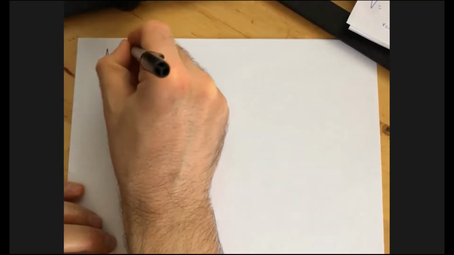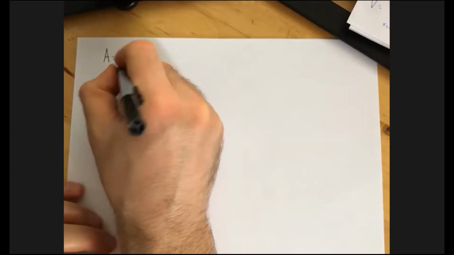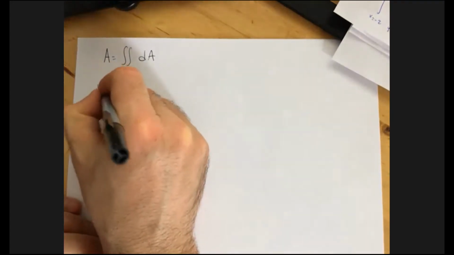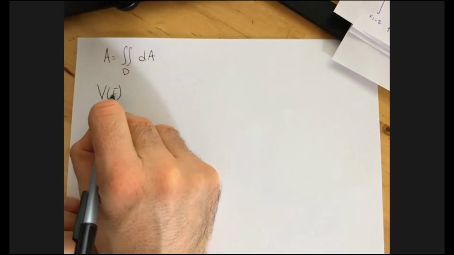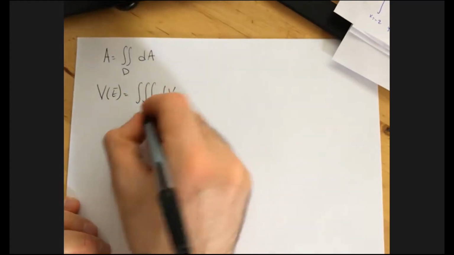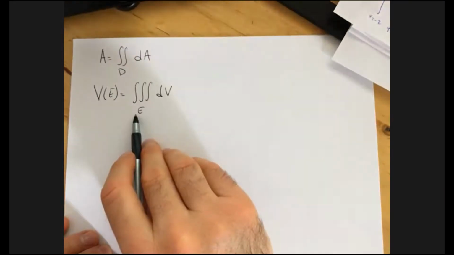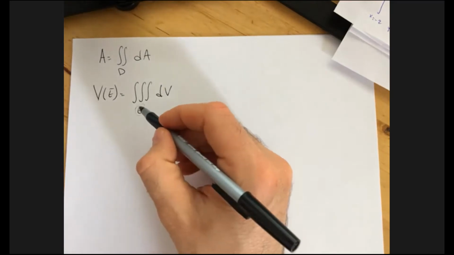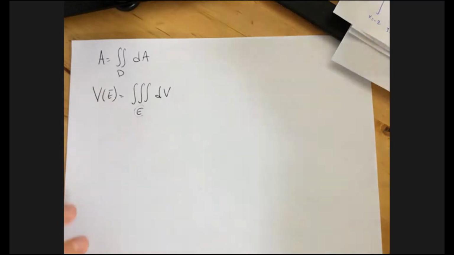For a double integral, you can find the area of a region by evaluating the integral of 1 dA over some region D. The same way, you can find the volume of a solid E, or a three-dimensional object E, when you integrate 1 dV over E, because E is a three-dimensional region.